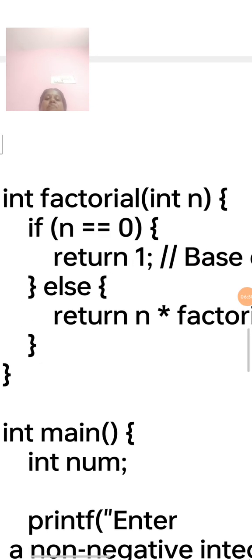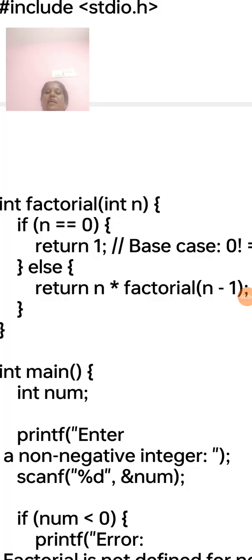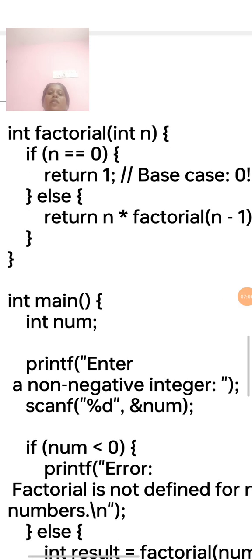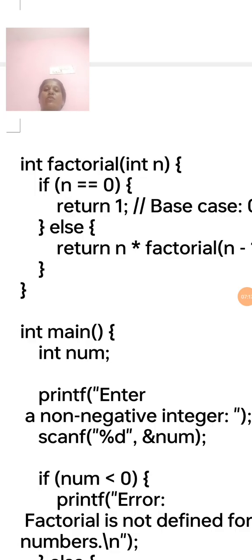We note here int is the data type, factorial is the function name, and int n is the argument, or parameter list, of the factorial function. If n is equal to 0, then return 1. Else return n times factorial of n minus 1. This is the factorial concept we use in mathematics. So factorial of 5 means 5 into 4 into 3 into 2 into 1. So we are using the function for the factorial concept.